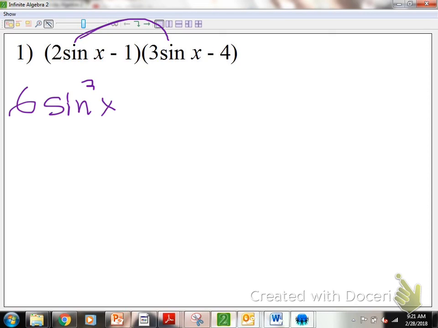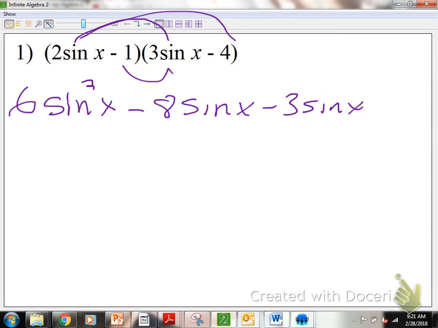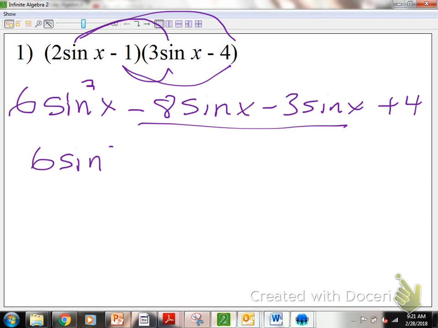Then we multiply 2 sine x times negative 4. That gives us negative 8 times the sine of x. Inside we get negative 3 times the sine of x. And then negative 1 times negative 4 is positive 4. And now the only thing that remains is to combine these two like terms on the inside, and we will get 6 times the sine squared of x minus 11 times the sine of x plus 4.